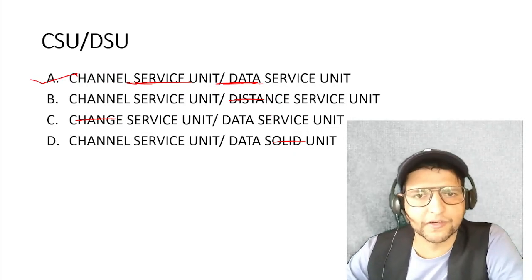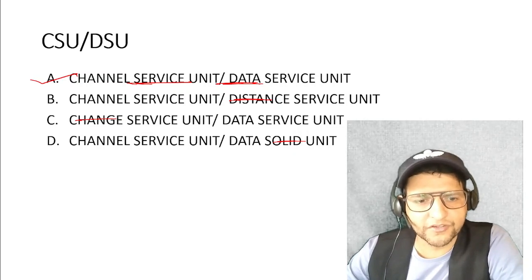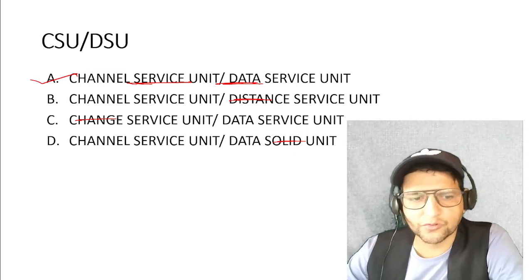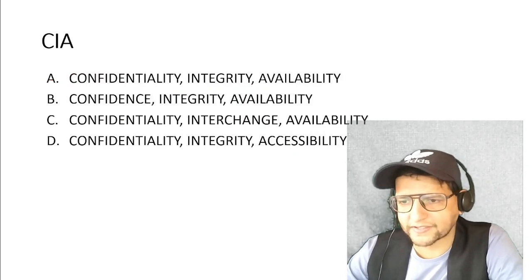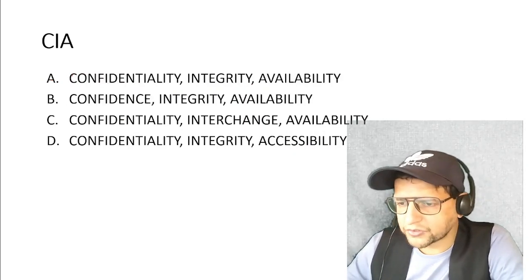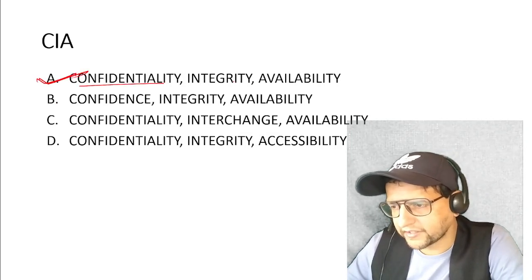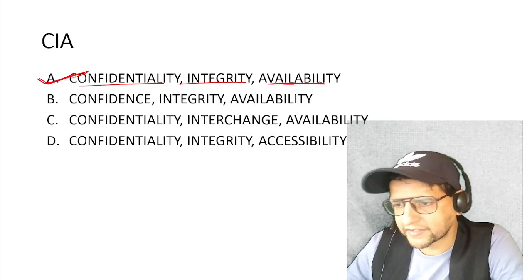I have already covered some other video in which I try to cover terminology with respect to N10-008, because acronyms and terminology, if you know these things guys, trust me, it's going to be very easy for you to write this exam. CIA is your confidentiality, integrity, availability. So A is the right one.